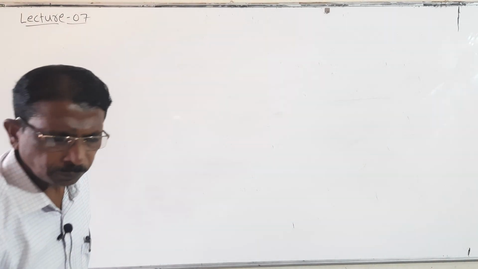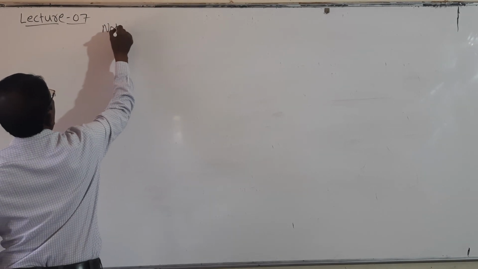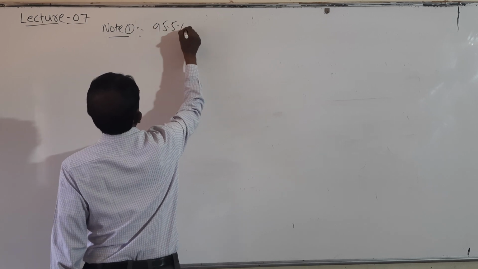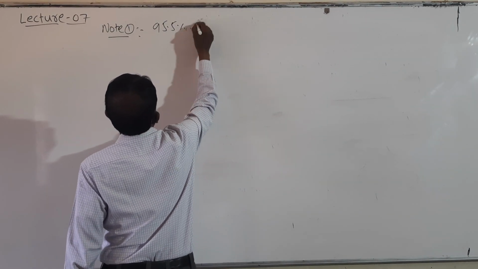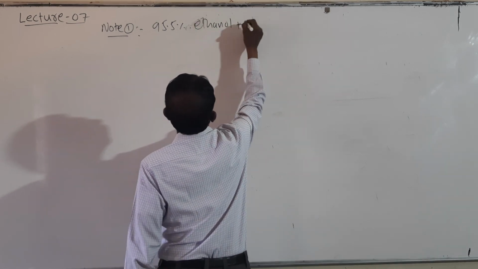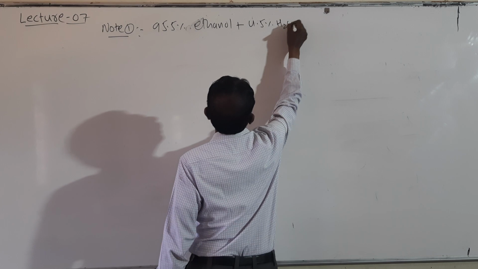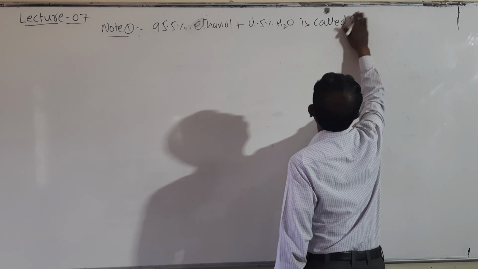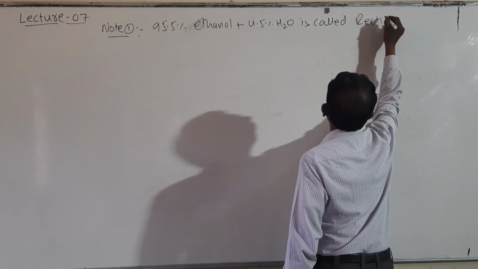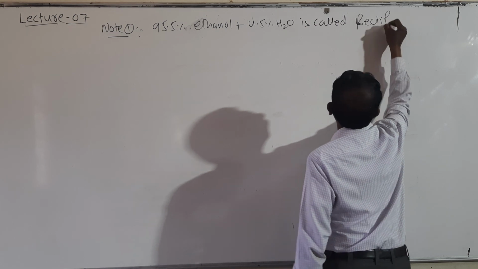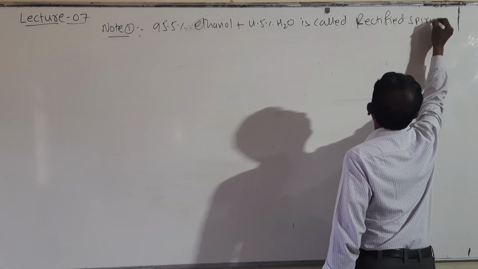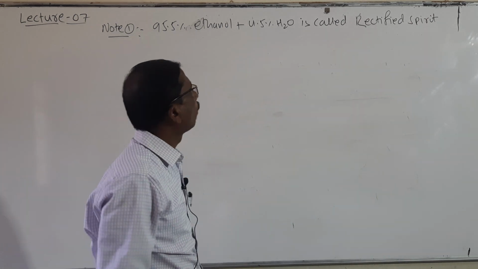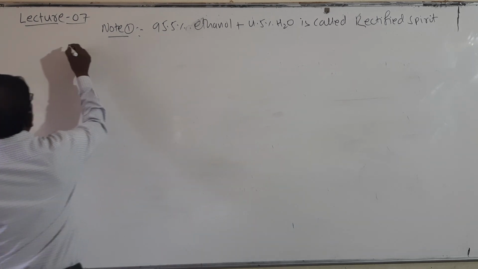Look here. Note number 1, 95.5% ethanol plus 4.5% water is called rectified spirit. It is one more question: what is rectified spirit?